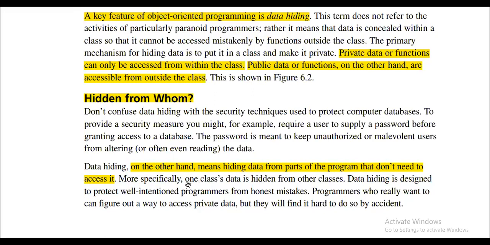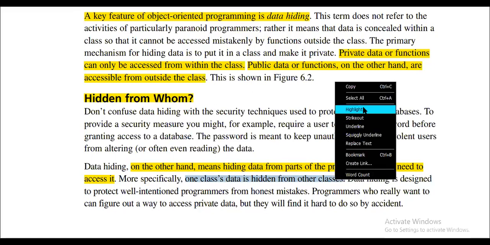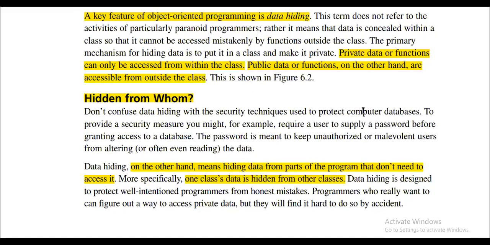Okay, so more specifically, one class's data is hidden from another class. If you have two classes, one class is student and another class is, let's assume, teachers. So the student class data will be hidden from the teachers class, and the teachers class data will be hidden from the student class. Data hiding is designed to protect intentional programs from honest mistakes. So this is another point: in data hiding, you will not make any mistake as well.